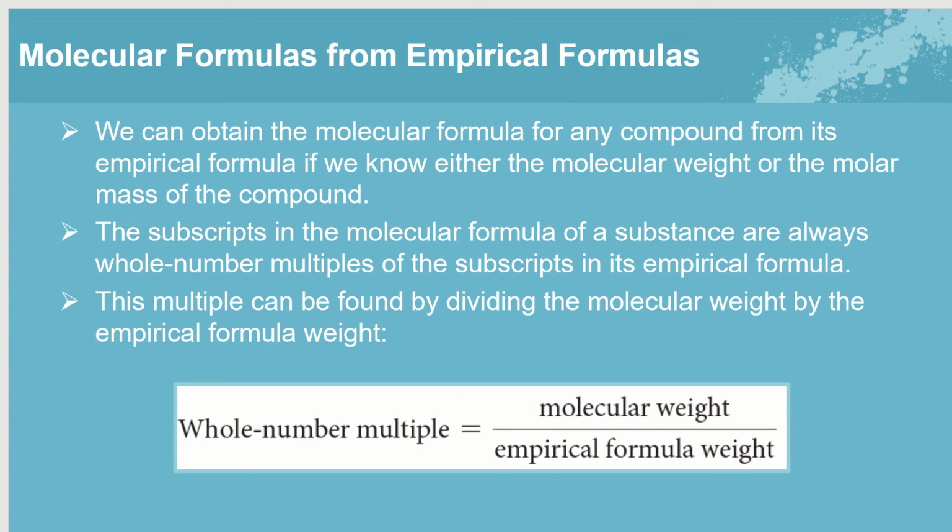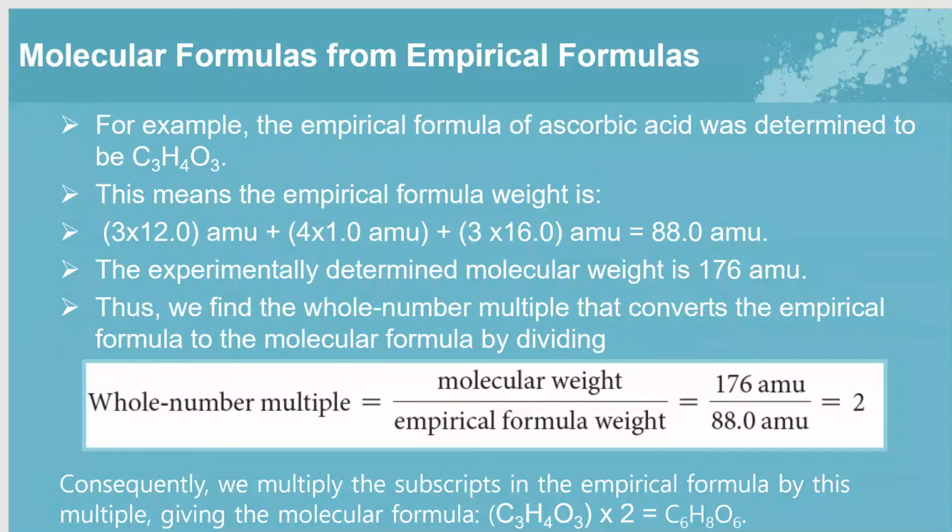So what we want to do here is, we're normally given the molecular weight, and we know what the empirical formula is, so we can calculate the formula weight of the empirical formula. And then divide them, as we see in this equation here, to get the whole number multiple. Let's see if we can make it a little bit clearer on this slide.